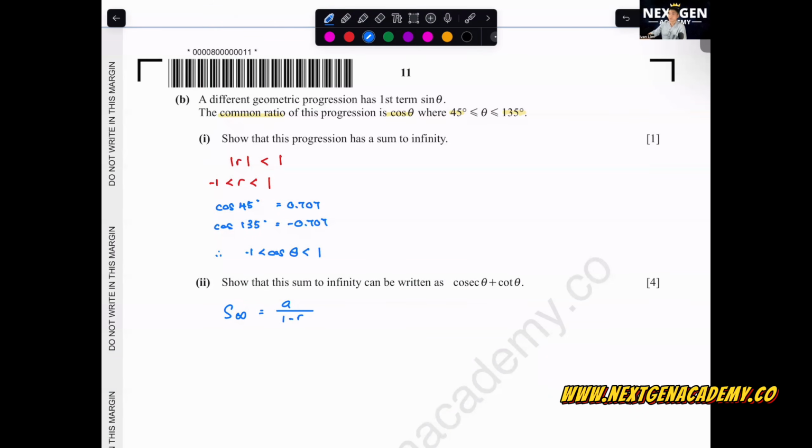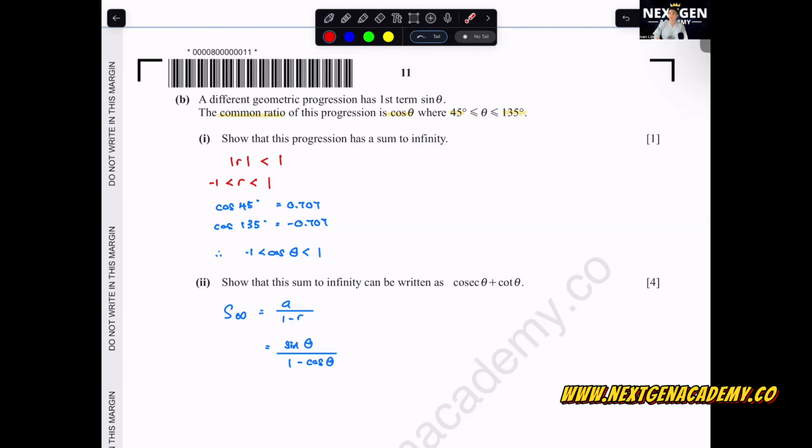Okay, what did they give us? First term is sine theta over... R is cos theta. So sine theta over 1 minus cos theta. Okay, you might be thinking, from here, how do we simplify to this? Cosec theta plus cotangent theta.